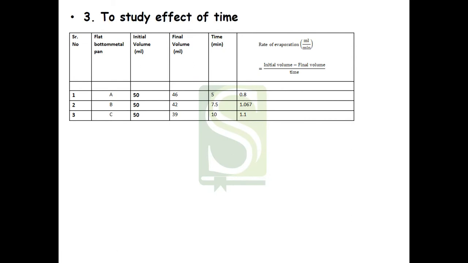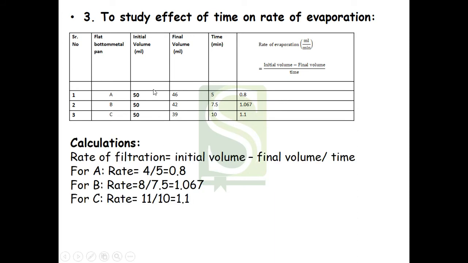Now let us see the next observation table, and that is to study the effect of time on the rate of evaporation. Okay, so we had taken three beakers of the same, approximately equal, radius. In each beaker we had added 50 ml of pure water. So what difference did we make here? We heated beaker A for 5 minutes, beaker B for 7.5 minutes, and beaker C for 10 minutes.